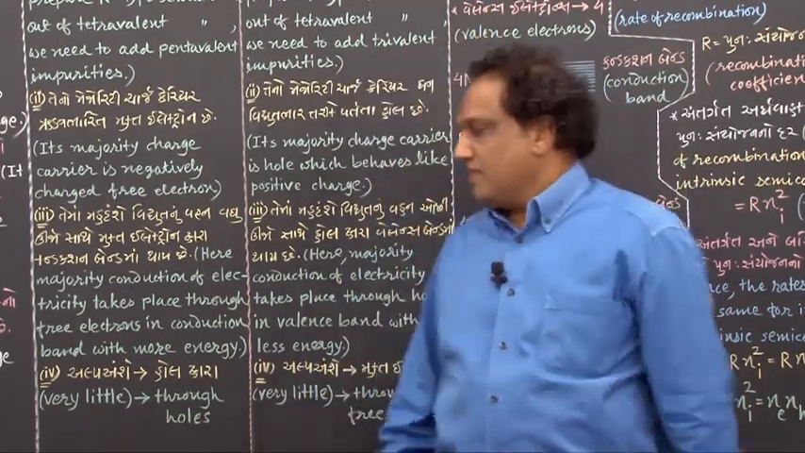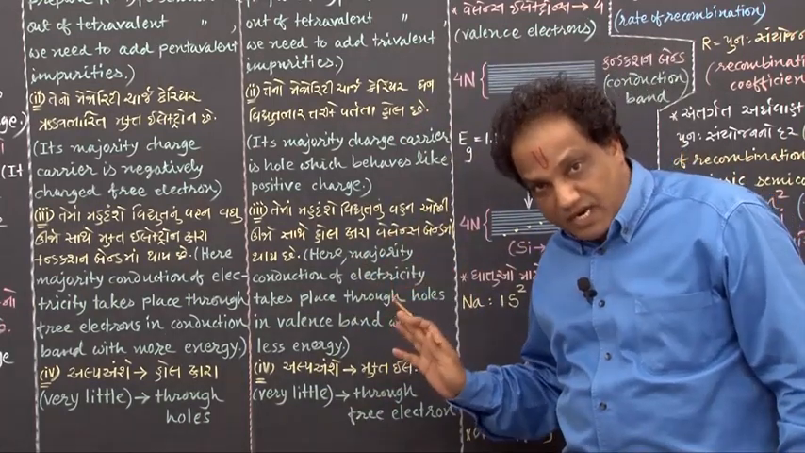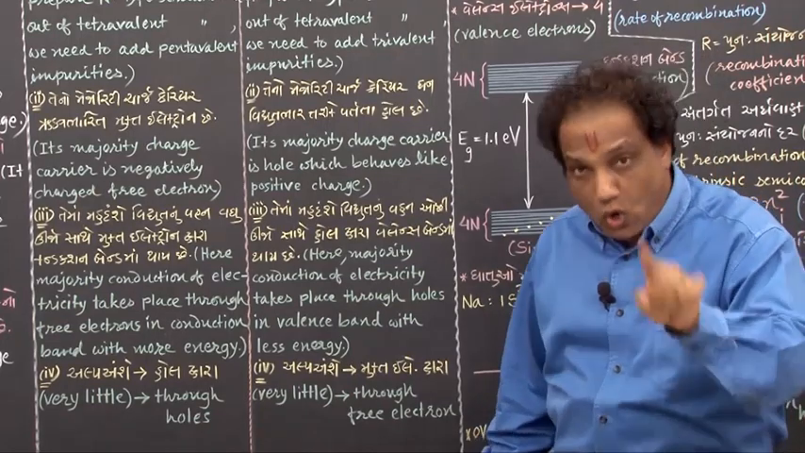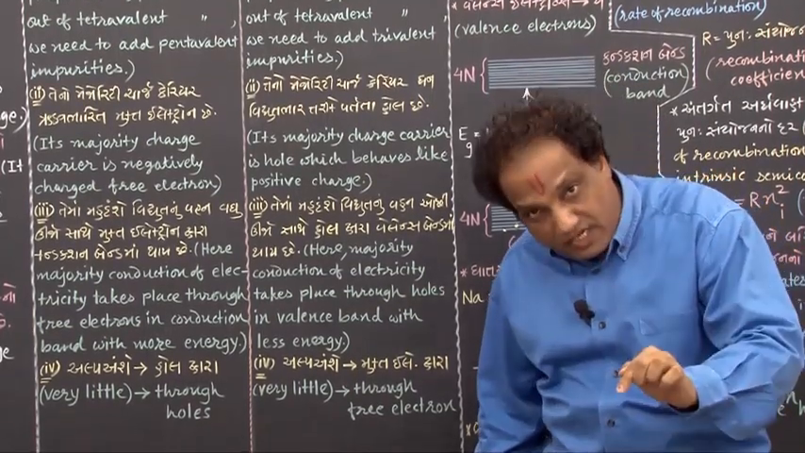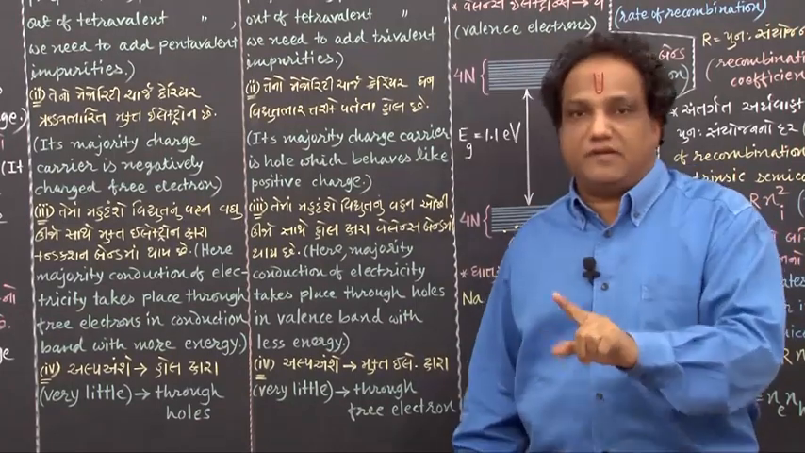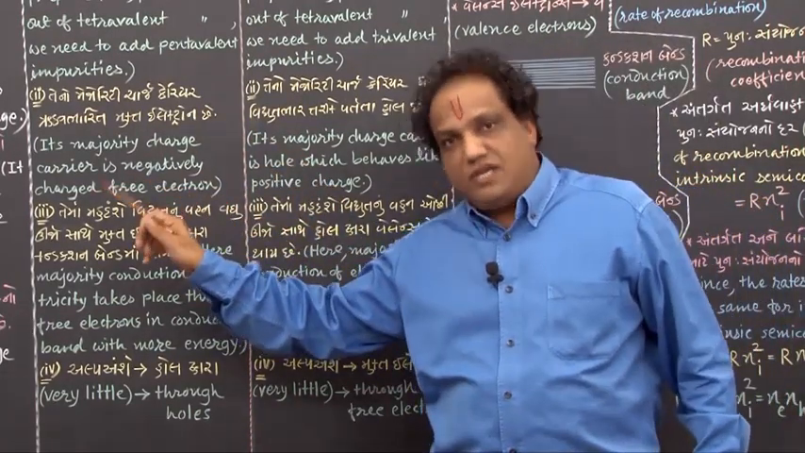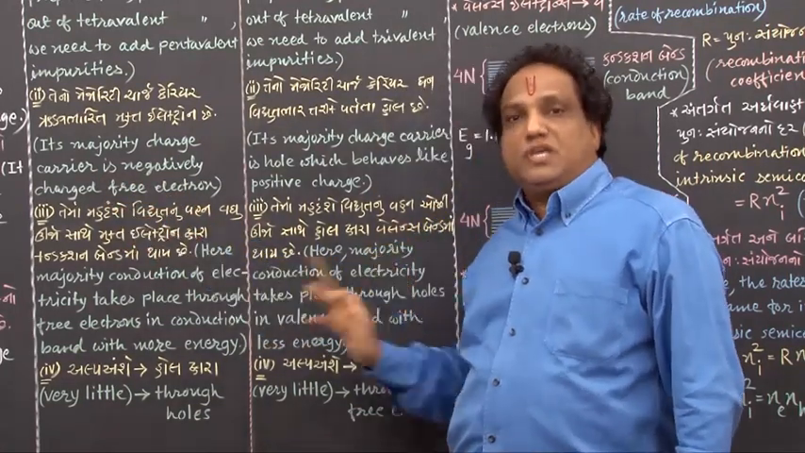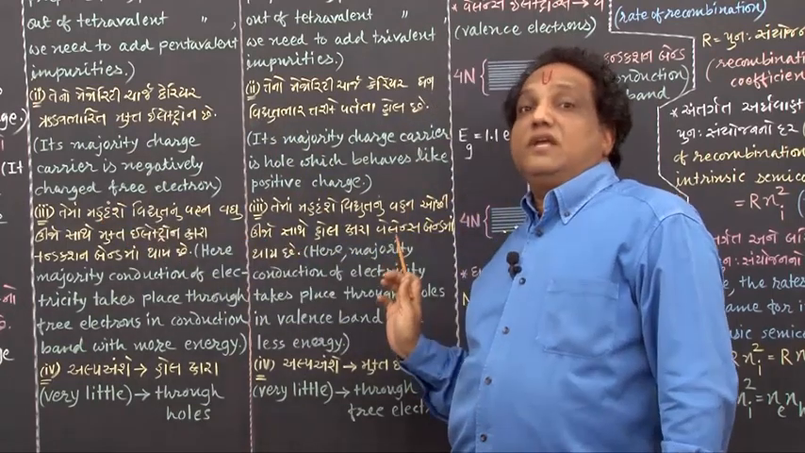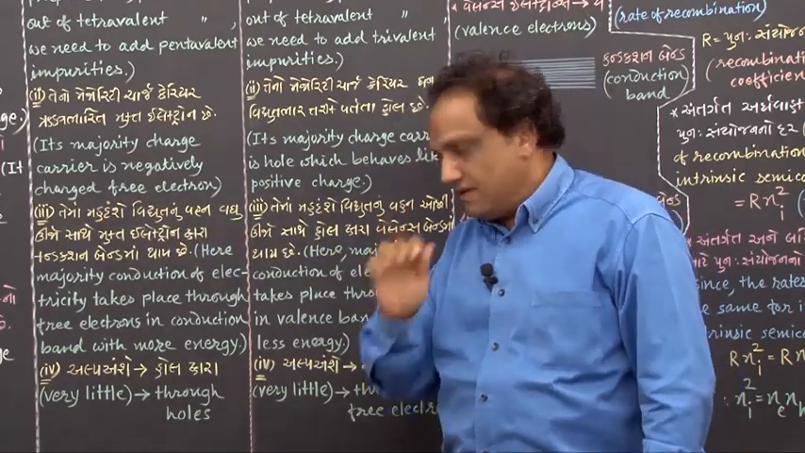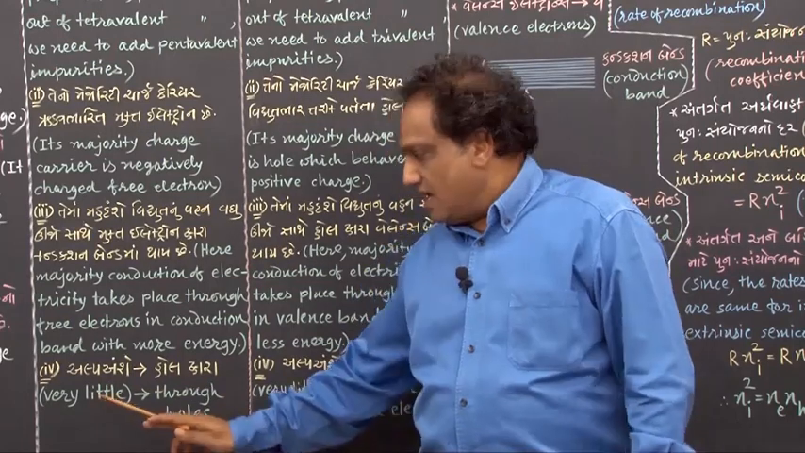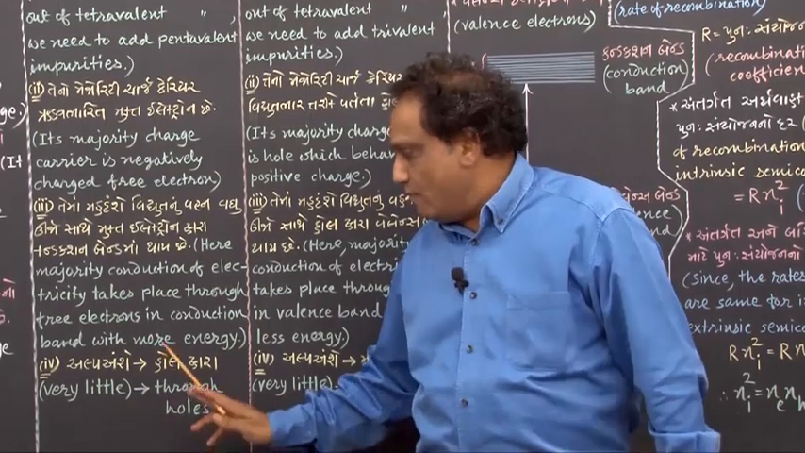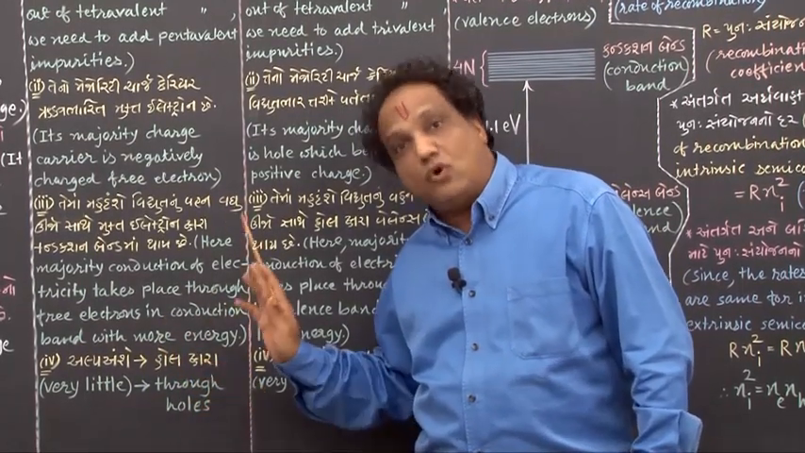Remembered? Fine. Here for P-type semiconductor, majority electricity is conducted through holes, that too with low energy and in valence band. Here with high energy, here with low energy. Here through free electrons, here through holes. Here in conduction band and here in valence band. Okay, fine. And last point, here very little conduction of electricity takes place through minority charge carriers, that are holes.